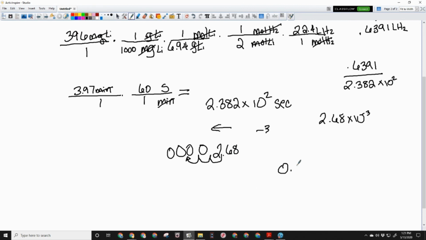All right, so it's going to be 0.00268. And it wants 4 decimal places. So 1, 2, 3, 4. So this 8 here is going to round this 6 to a 7. So it's going to be 0.0027. The correct answer there for Canvas.